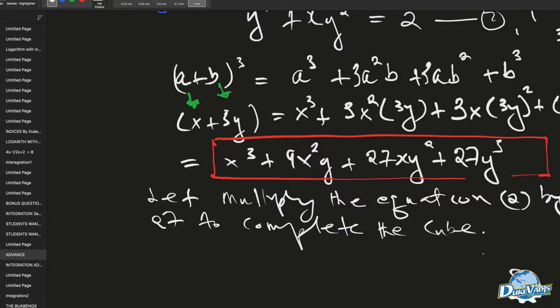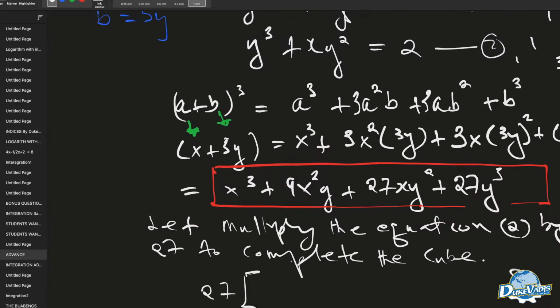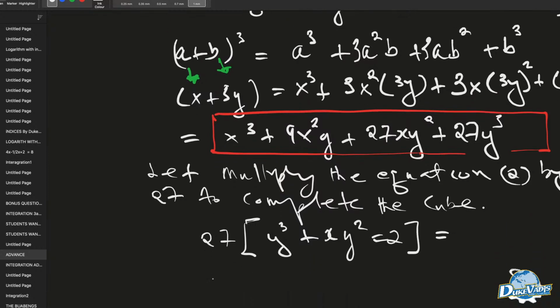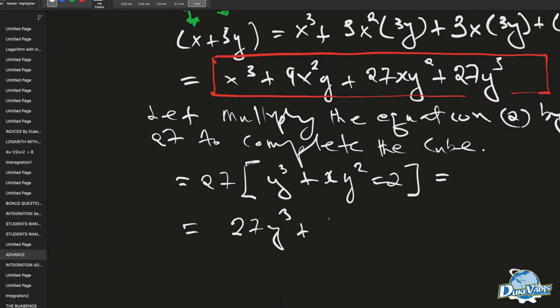So, meaning 27 is multiplying our equation 2, which is y cubed plus xy squared is equal to 2. If we do that, then our answer will be 27y cubed plus 27xy squared is equal to 54. Okay, so let's call this one equation 3. Fantastic.